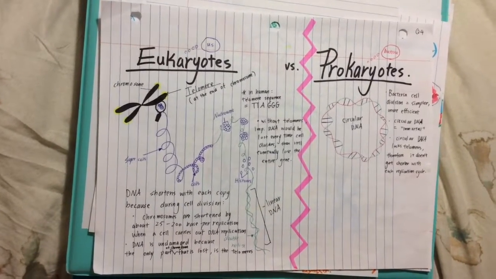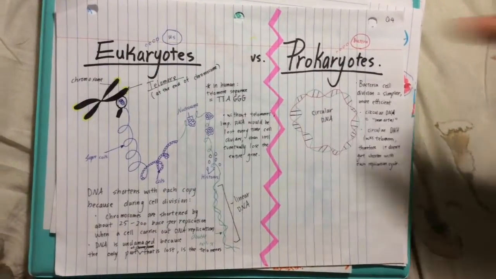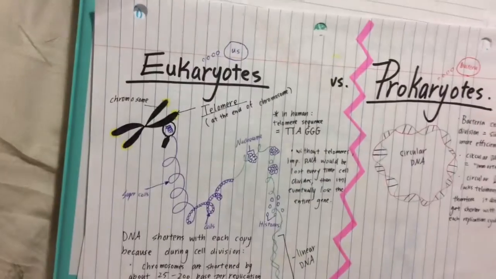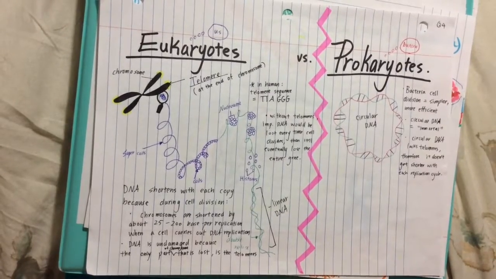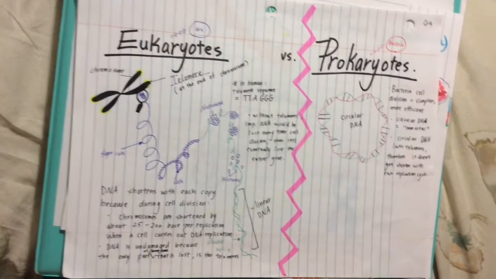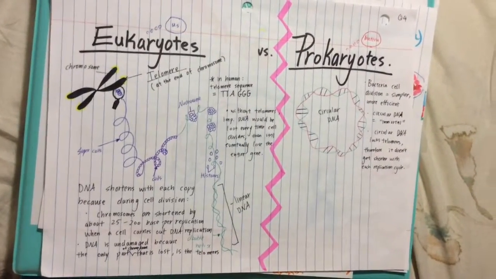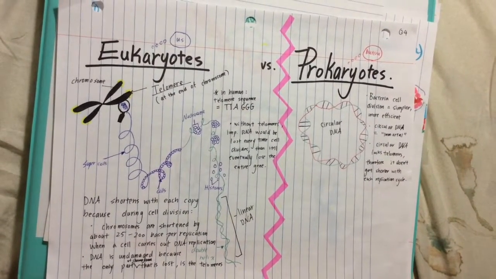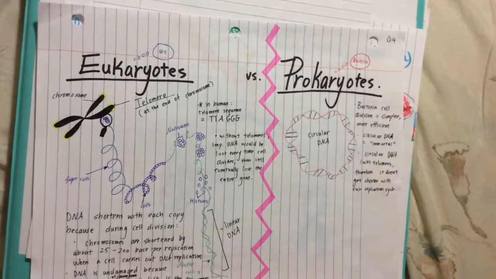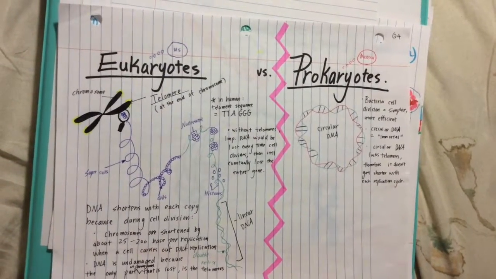So telomeres are located at the end of chromosomes. And human telomeres carry the sequence TTAGGG. Without telomeres, important DNA would be lost every time the cell divides, and it would eventually lose the whole entire gene. So why don't bacteria need to worry about this?